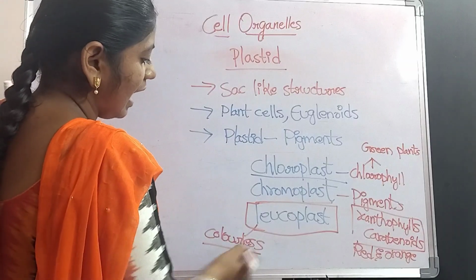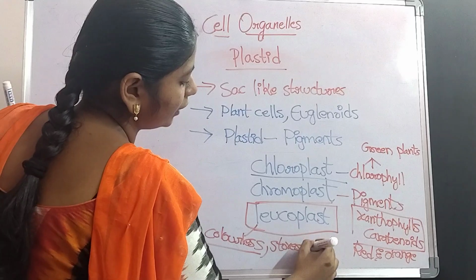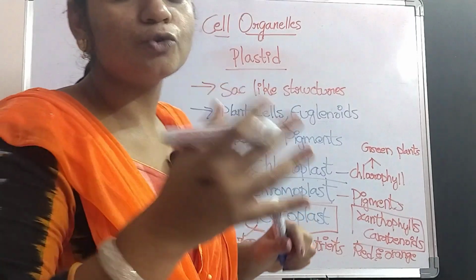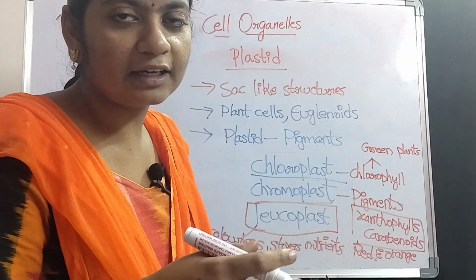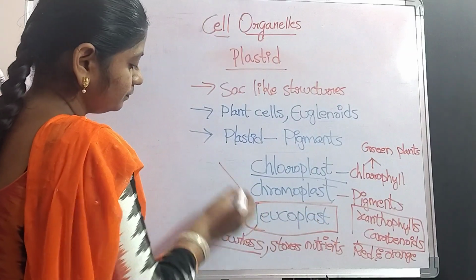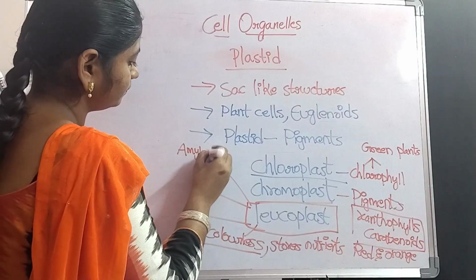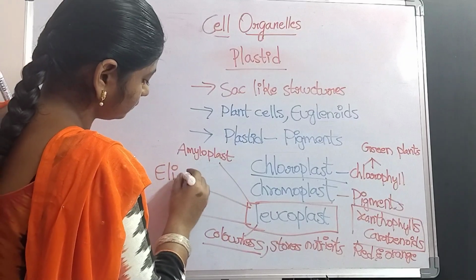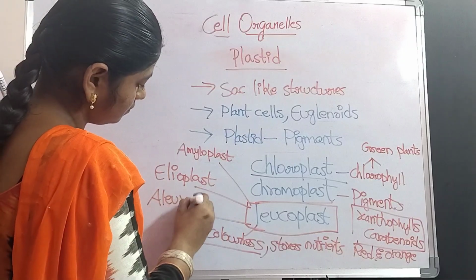These are colorless. And what is the function of the leucoplast? They store food or nutrients. The main function of the leucoplasts is storing of nutrients. Depending upon what type of nutrients they store, the leucoplasts are again divided into three: amyloplast, eleoplast, and aleuroplast.